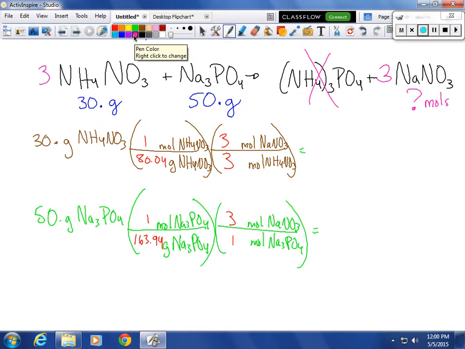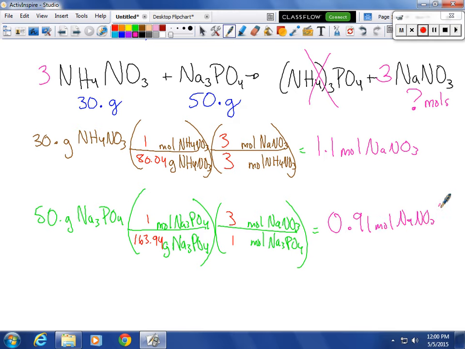Okay, 1.1. Very good. 1.1 moles of NaNO3, and what's the bottom one? 0.91 moles of NaNO3. All right. What was the original question? Okay. How many moles of what can I form? NaNO3.